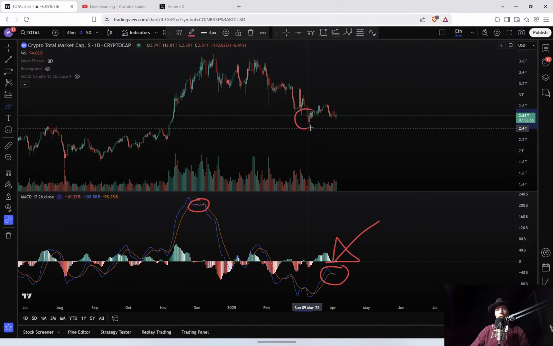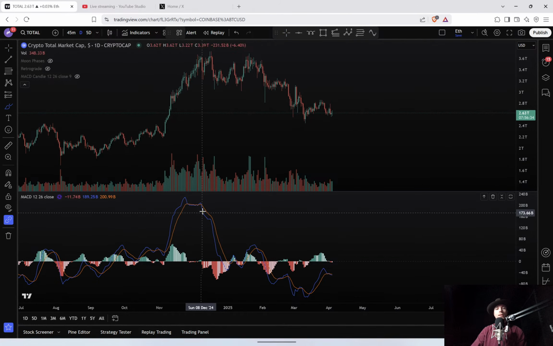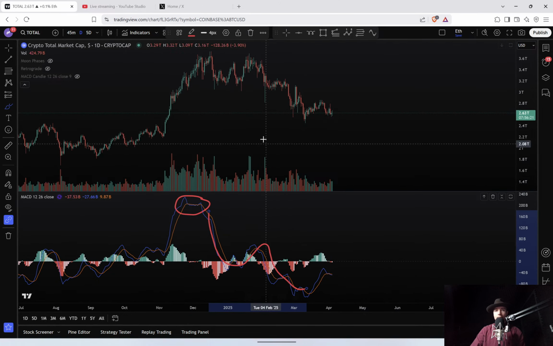We are super oversold right here, and we're just barely starting to come up out of that level, just a little bit right here off of these lows. So that means that we are getting ready for potentially more upside here in the crypto total market cap, because as you can see right here, when we're overbought and the market was overvalued and it started to turn around like this, that led to a lot more downside on the total crypto market cap.